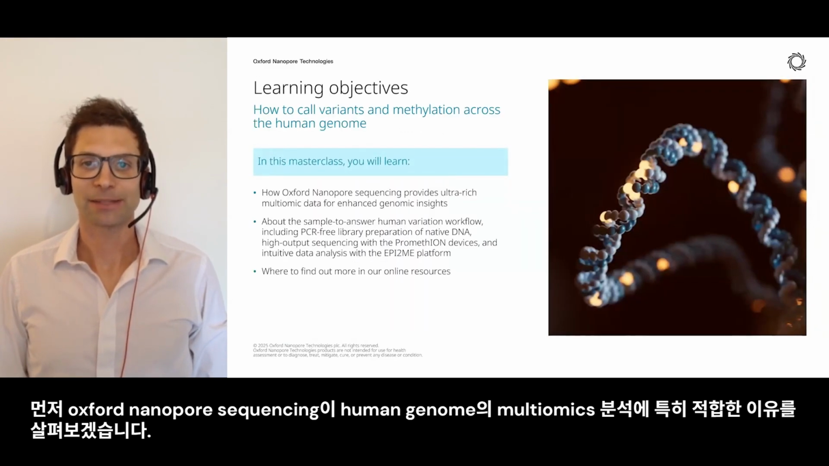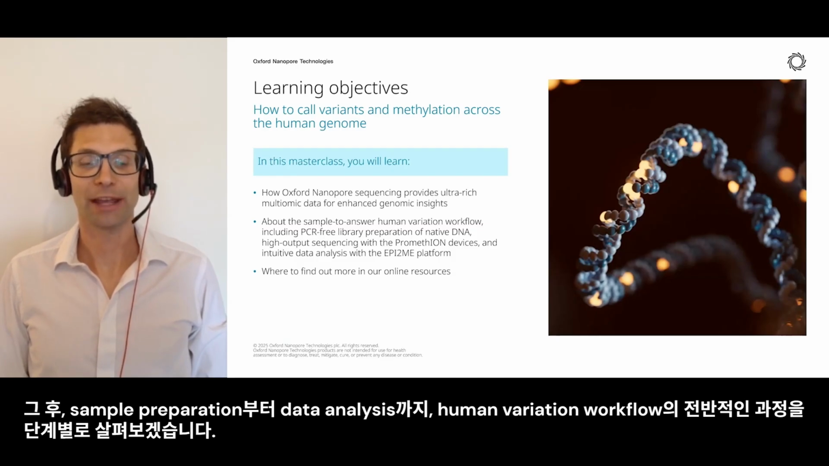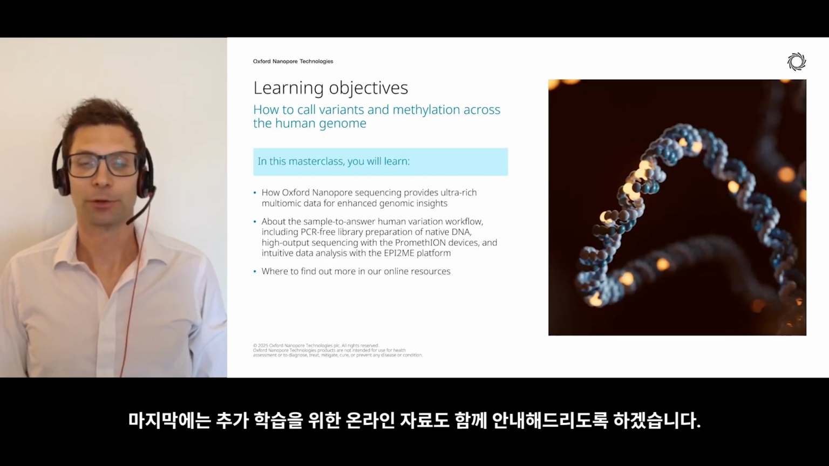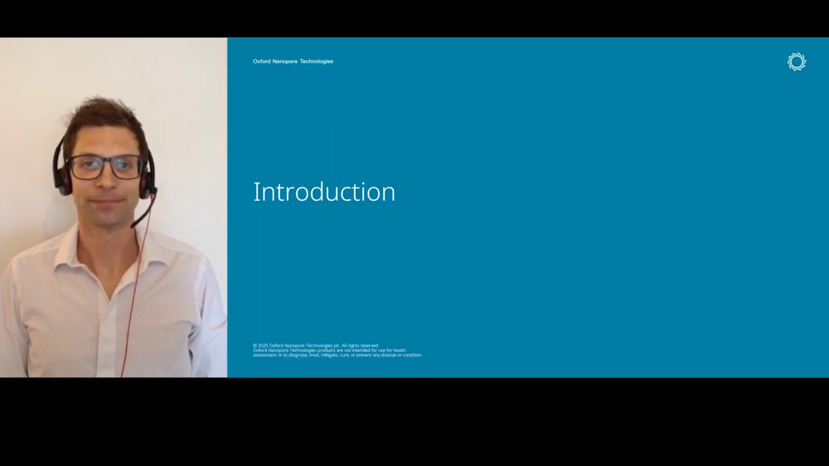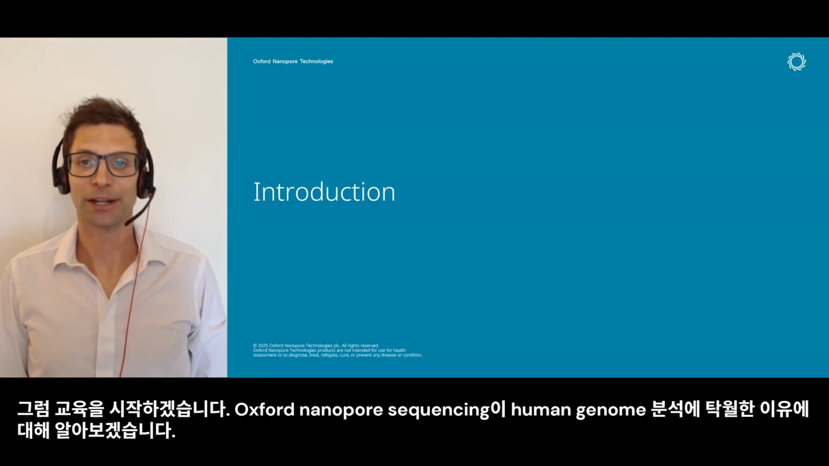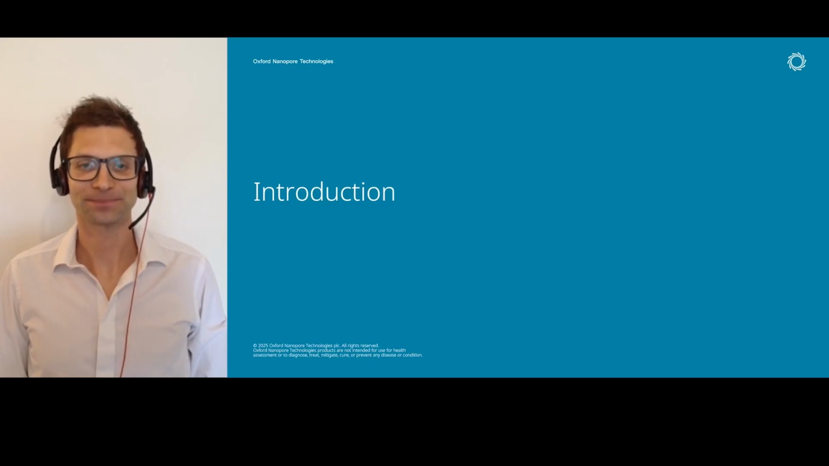We will start by exploring why Oxford Nanopore sequencing is particularly suitable for multi-omic analysis of human genomic samples. Afterwards, we will go through every step of the human variation workflow, starting from sample preparation and going all the way to generating analysis results. At the end, I will provide you with online resources for your further exploration. So let's get started with a brief introduction in which we'll explore why Oxford Nanopore sequencing is so fantastic for analyzing human genomes.